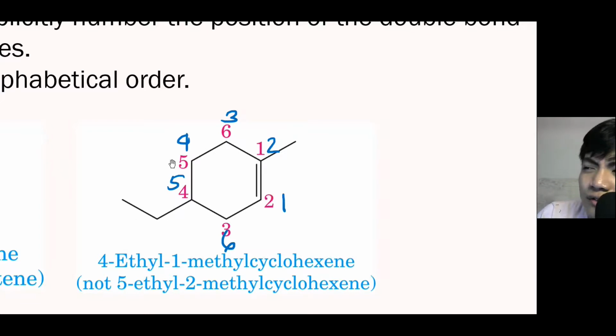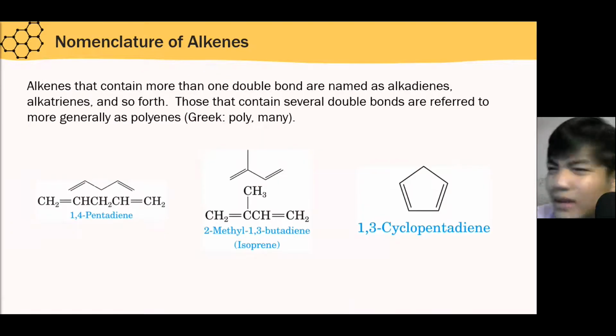However, if you count it clockwise, 1, 2, 3, 4, 5, 6, then your locant of the substituent will be 1 and 4. So which is lower? Is it the 2 or the 1? Is it the 5 or the 4? So obvious answer will be the 1 and the 4. Okay? So that's why we will choose the clockwise counting. Okay?